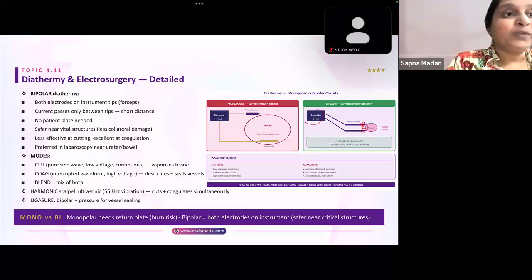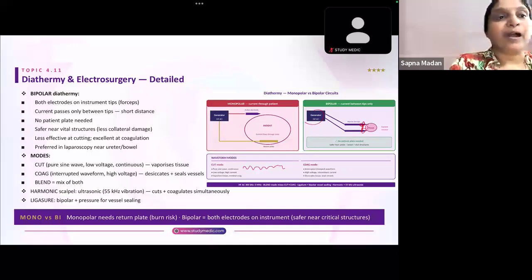So you have modes like cut, coagulation, and blend. Cut is sine wave continuous. Okay, it is low voltage and high frequency current which is given. So that is continuous mode. Okay, and it will vaporize the tissue and there will be minimal coagulation.